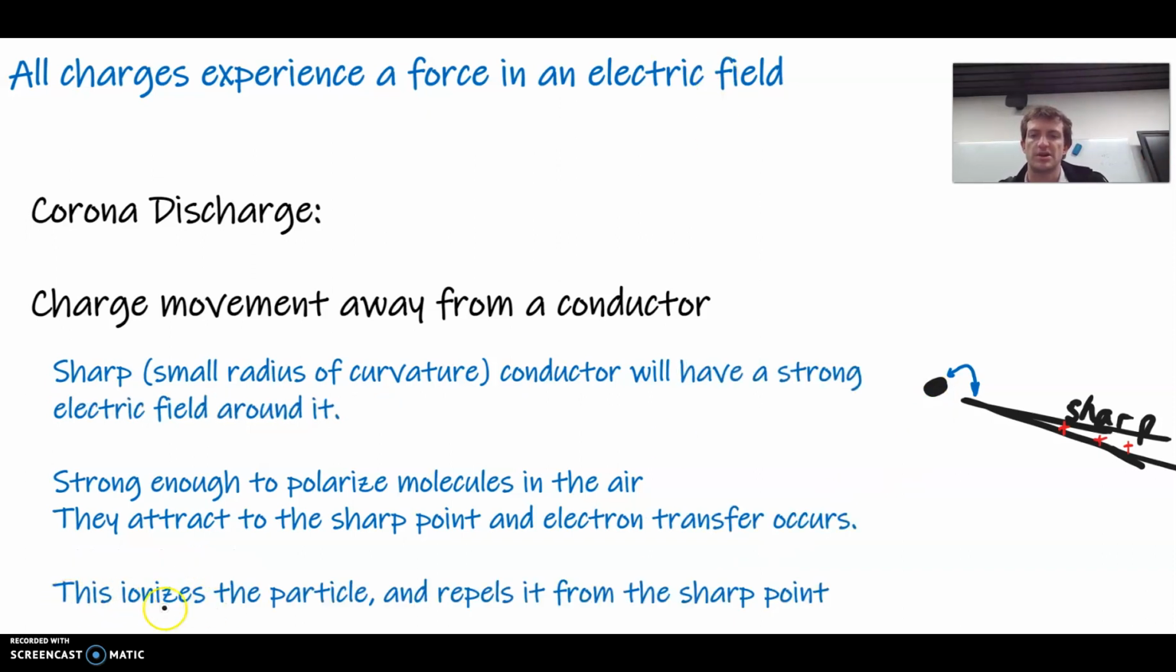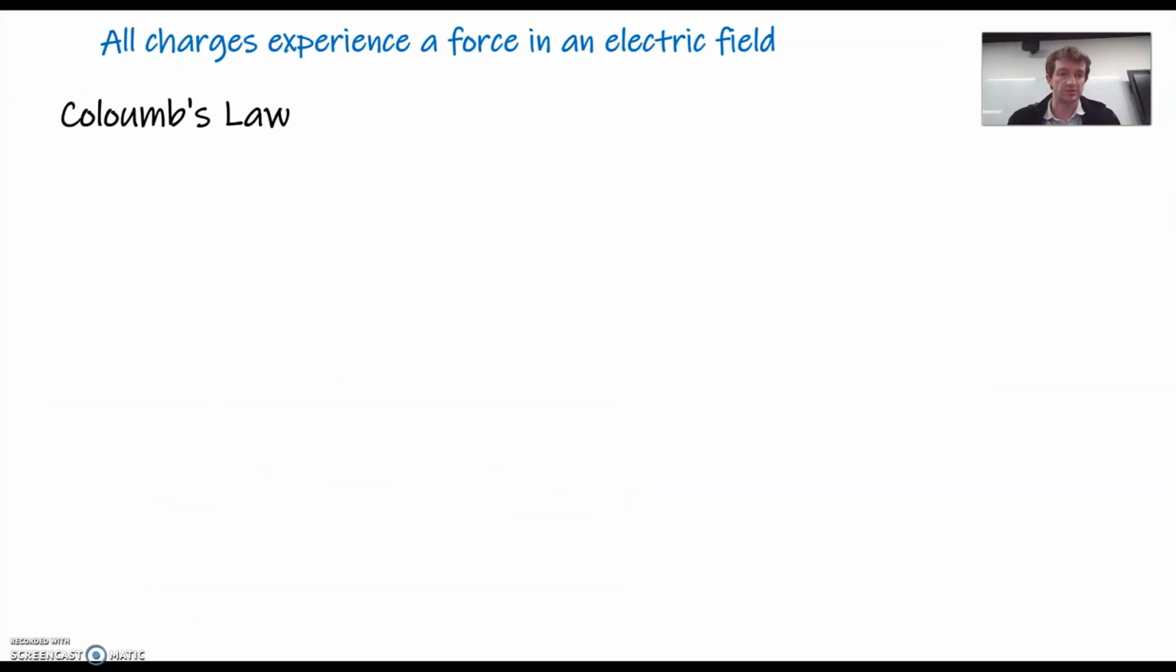So this ends up ionizing the air particle, and it ends up getting repelled away from the sharp point, and that's the charge movement away from the conductor that happens, and that's the corona discharge that we see. Moving on now to Coulomb's law.